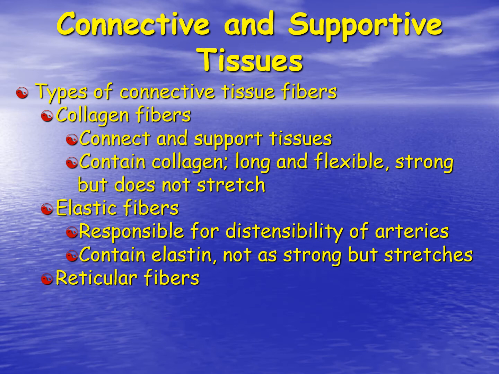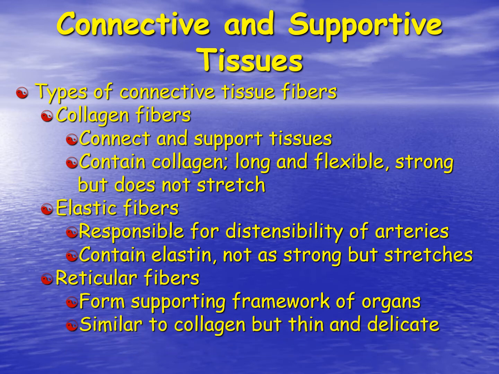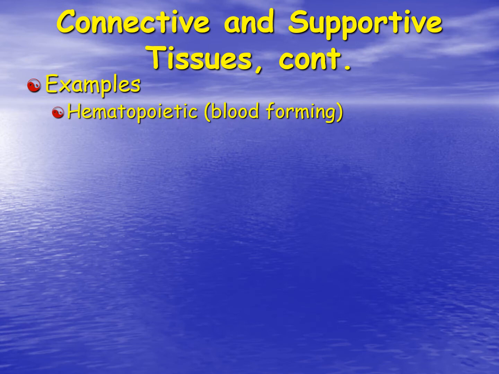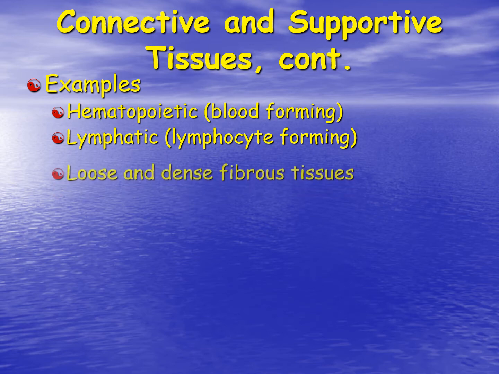And then reticular fibers are also made up of the collagen protein, but these are just the single hairs, if you will, of the collagen protein. And so they form a supporting network of organs. And they're made up of collagen protein, but they're very thin and delicate. So examples, the hemopoietic, and this is the bone marrow and the actual blood itself. Lymphatic tissue, primarily made up of reticular connective tissue and supporting the lymphocytes.